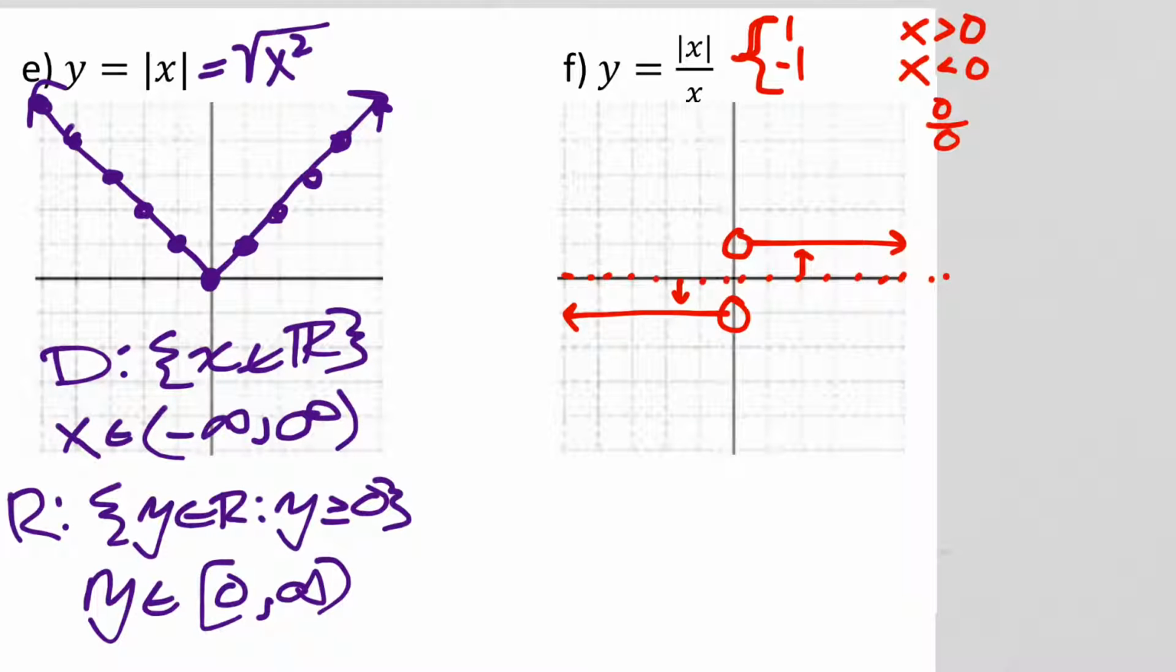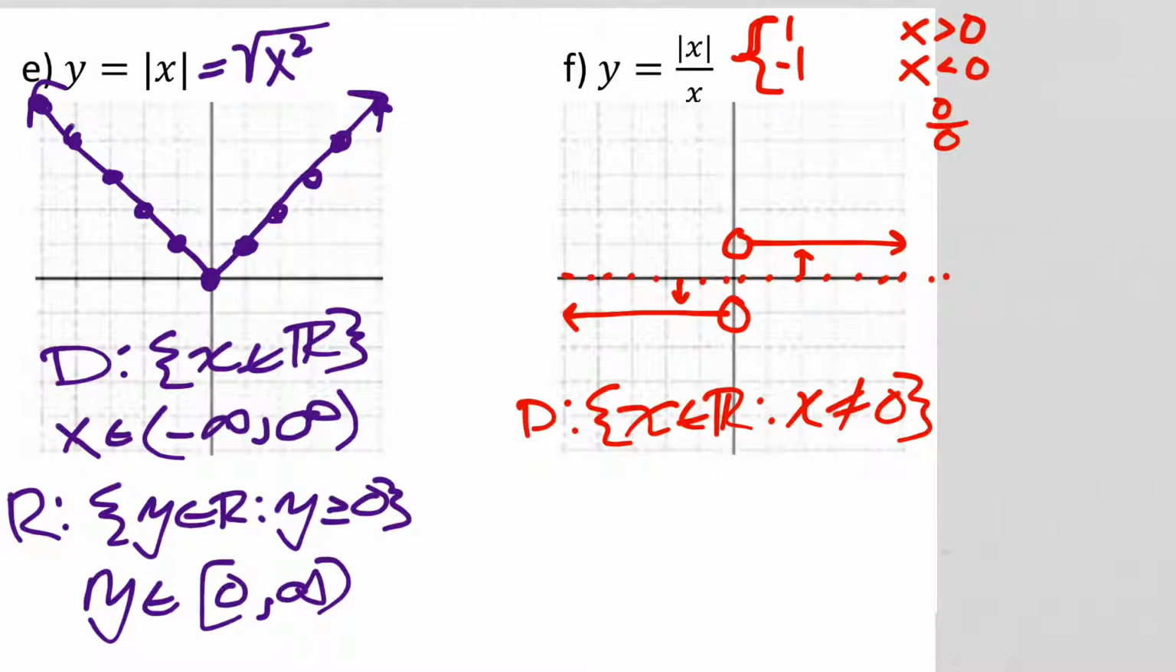So, domain and range. Well, domain, I am going to say x is an element of the set of all real numbers such that x is not equal to 0, because it cannot equal 0 there. In interval notation, x is an element of the interval negative infinity up to but not including 0, union with the set 0, non-inclusive, up to infinity. That is how you write that, excluding 0.